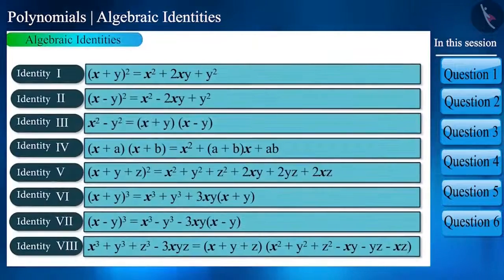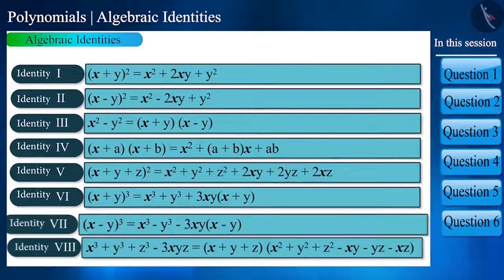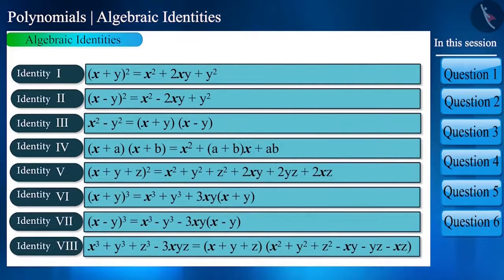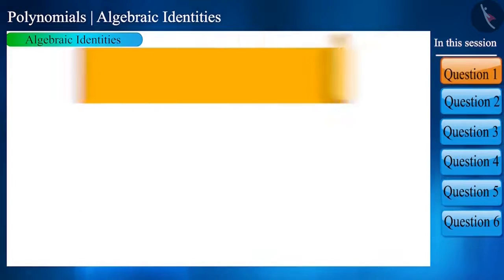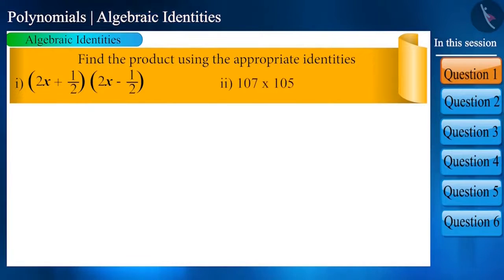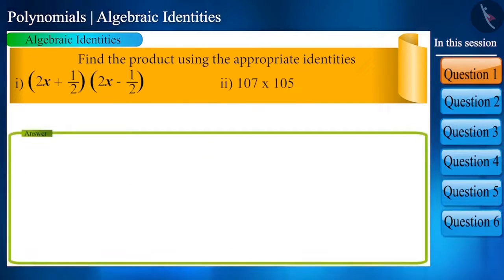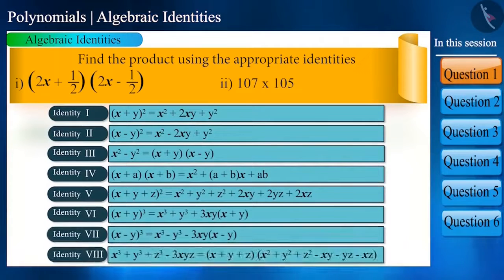We have a total of 8 identities. By using these 8 identities, let us see how to find the factors and products of polynomials. So, let's start with our first question. Find the product using the appropriate identities. By looking at these 8 identities, can you tell which one can be used to solve this question? To find the answer to this, we will have to see to which identity this question resembles. That is, in which identity there is a sign of addition and subtraction between two terms.